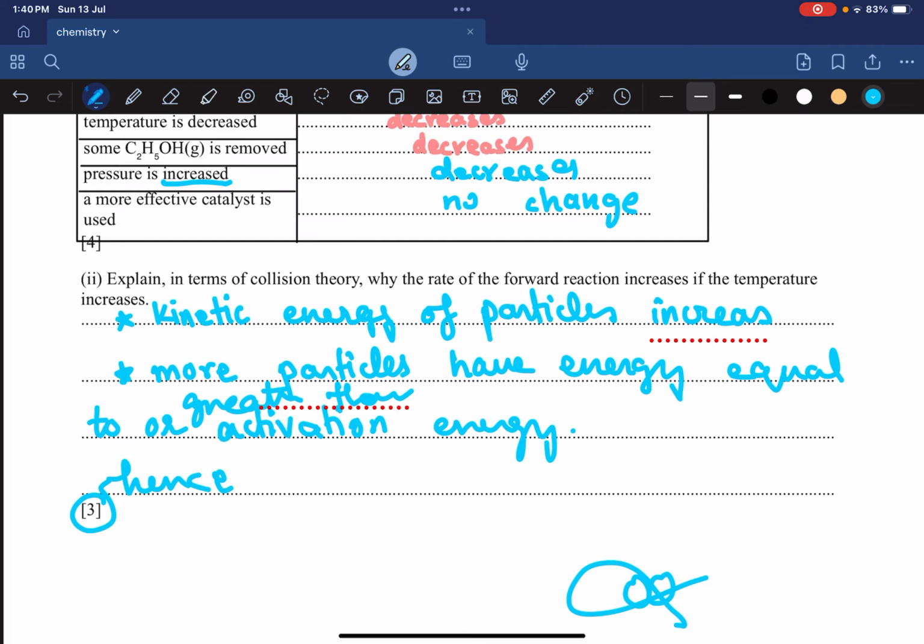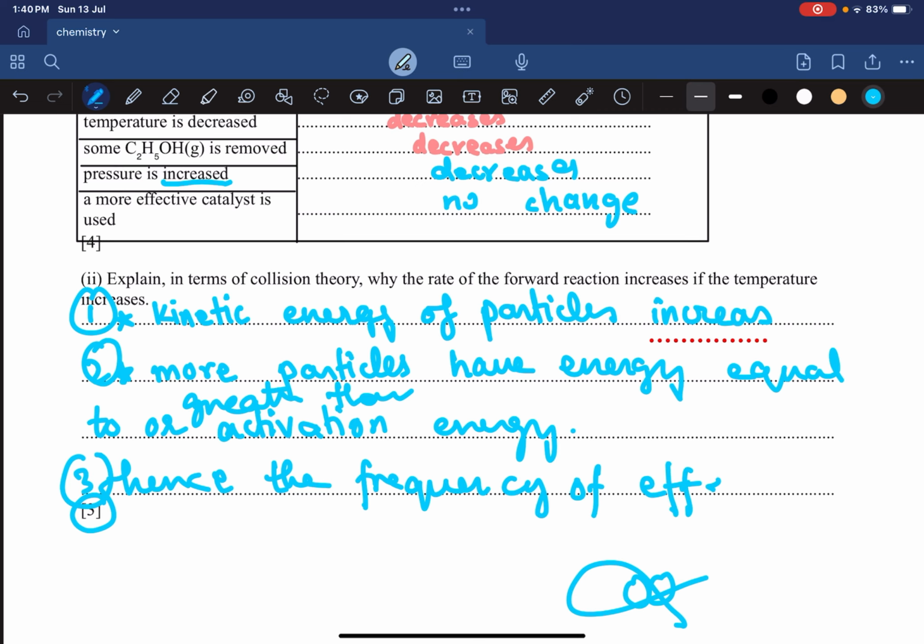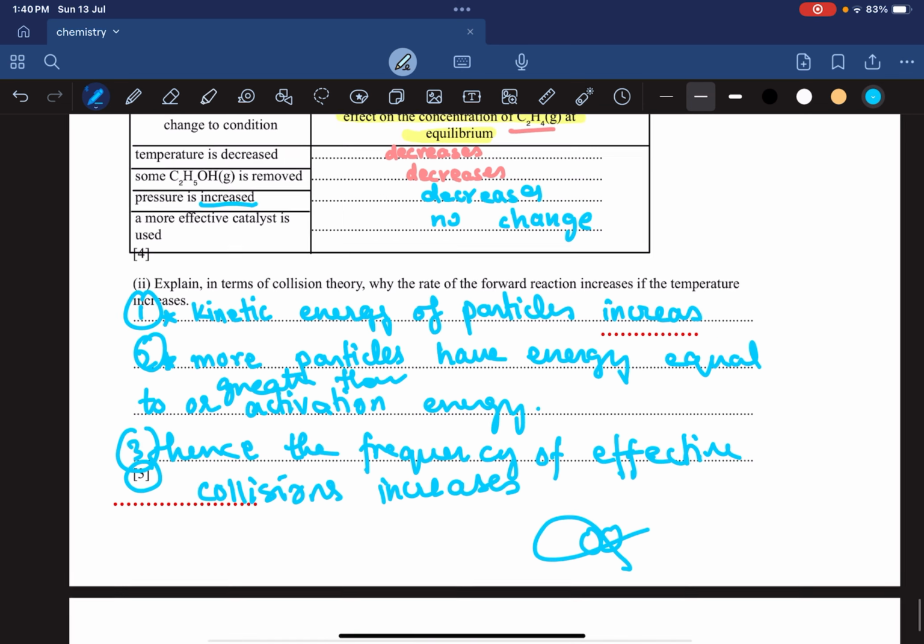Hence, this is the first mark, this is the second mark, and this one's the third mark. Hence, the frequency of effective collisions increases. Okay? Effective collisions are very important. Not all collisions are effective. Only if your collision is effective, then your product is formed.